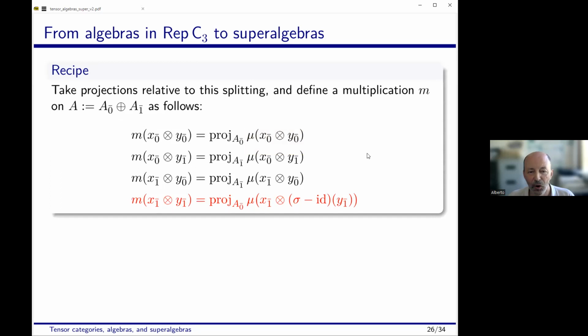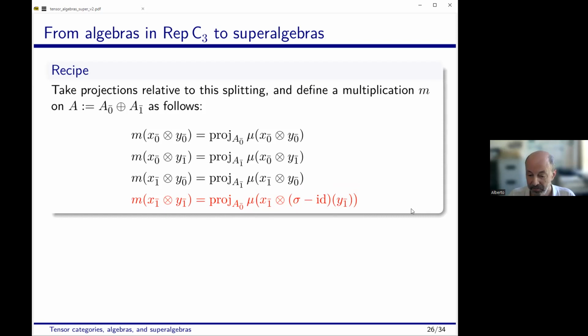So the only problem is when we multiply odd elements. Then we have to multiply one of them times not the other, but the other with, we have to apply first the automorphism of order 3 minus the identity to this second element. And then we multiply in the original algebra and project. So this is the only place which is not just the projection of the original product. We have to be careful. There is no problem in putting this sigma minus identity in the first component instead of the second. The result is exactly the same. The projection is the same.